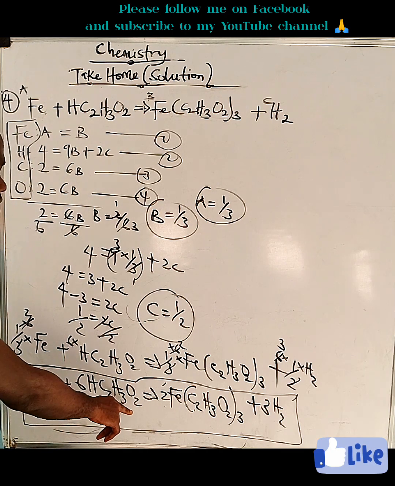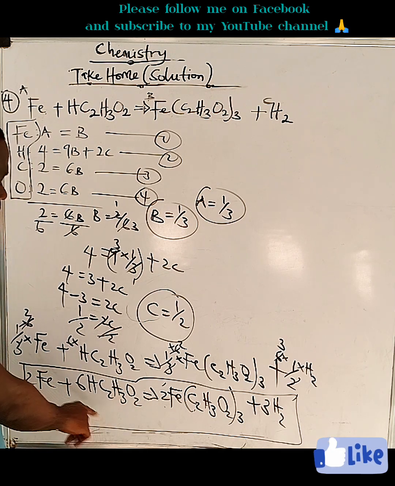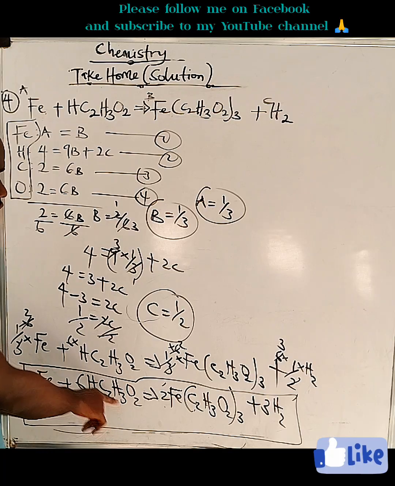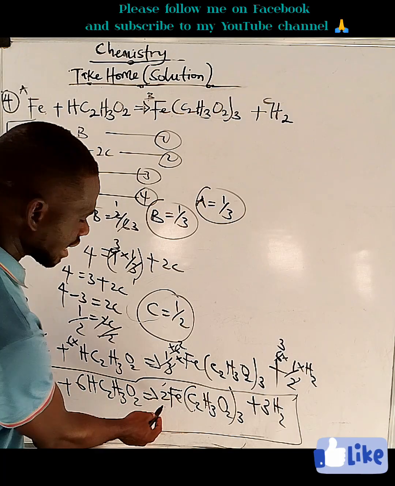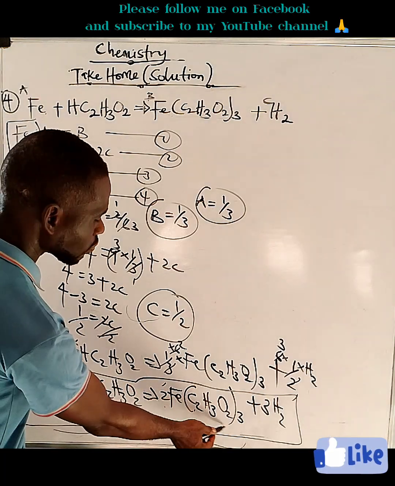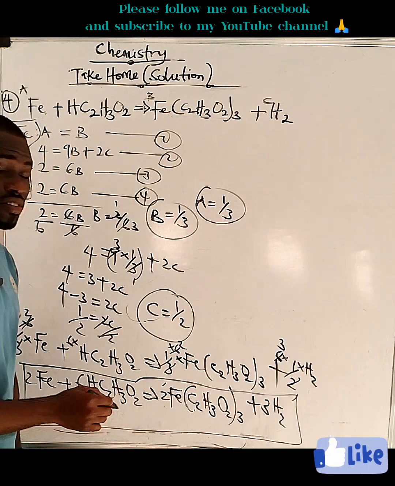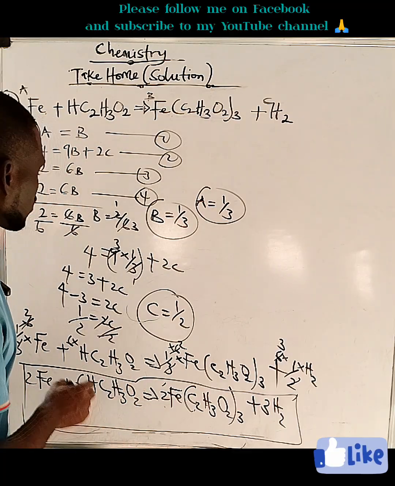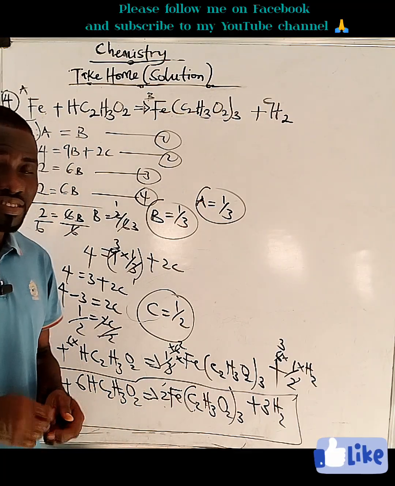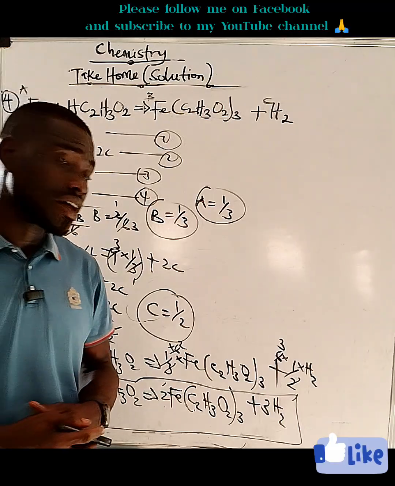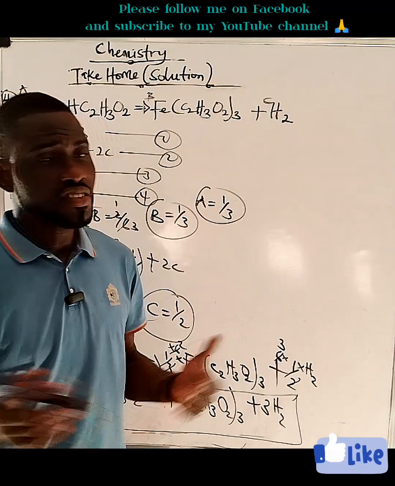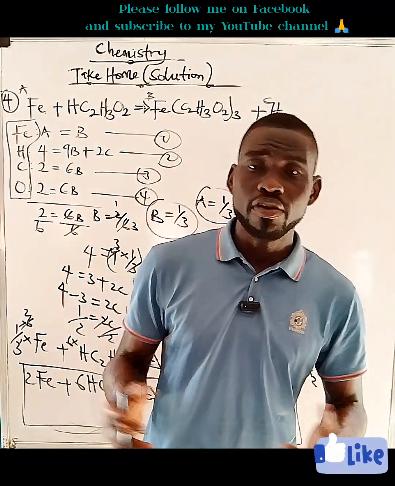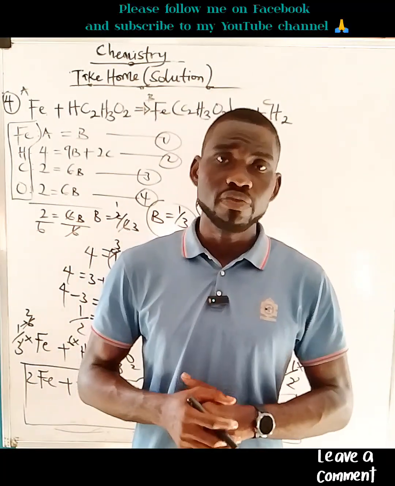So the last element is oxygen. We have 12 atoms of oxygen on the reactant end. And how many atoms of oxygen on the product end? We have 2 times 2, 4, 4 times 3, 12. We have 12 atoms of oxygen also on the product end. So it means this very equation is balanced already after using the algebraic method. So as you can see, this is very easy. We're done with this very lesson.